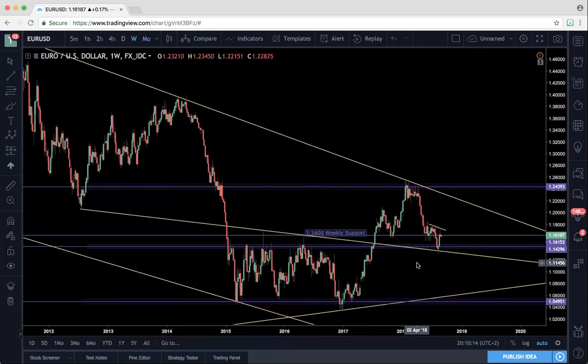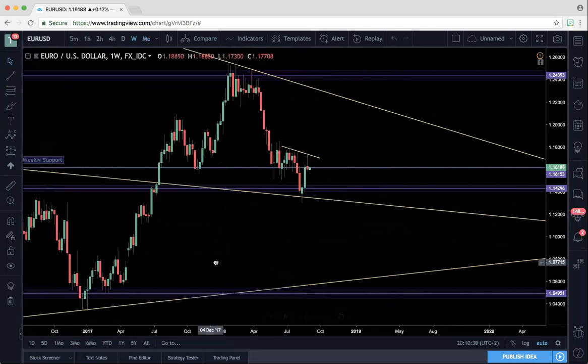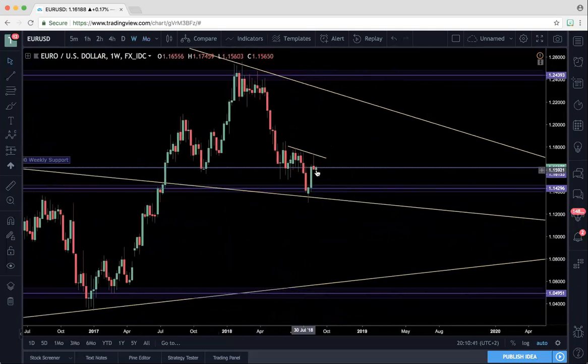I would like to see price come down to retest this zone before we could see long setups. However, before I get ahead of myself, we have a clear weekly support. This is our monthly structure as identified on the monthly time frame, and then this is our weekly support or weekly resistance. So price has been respecting this line on a weekly basis.